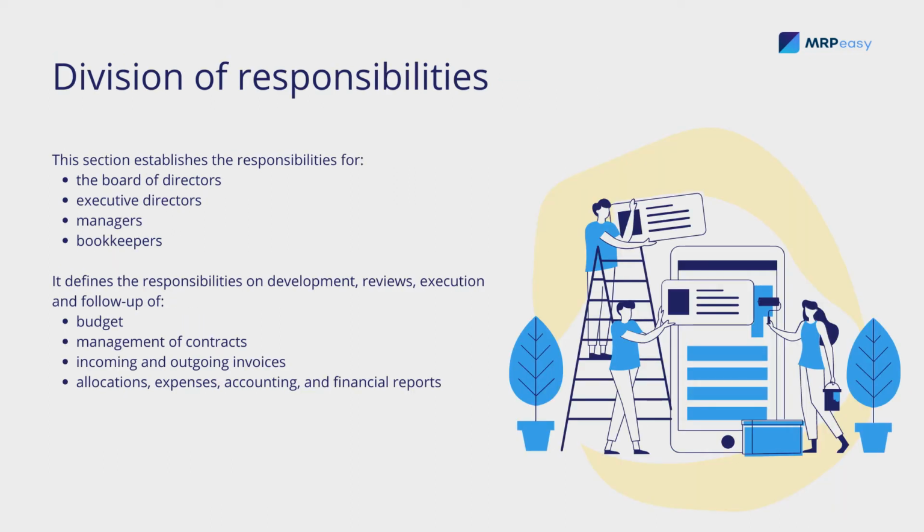Division of responsibilities. This section establishes the responsibilities for the board of directors, executive directors, managers, and bookkeepers. It defines the responsibilities on development, reviews, execution, and follow-up of budget, management of contracts, incoming and outgoing invoices, allocations, expenses, accounting, and financial reports.